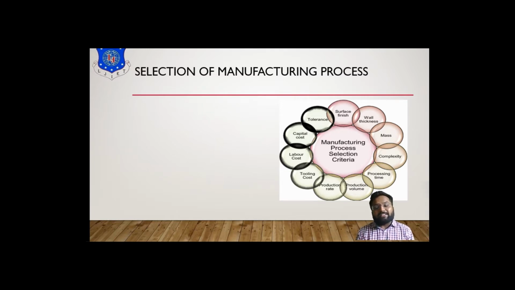So a manufacturing process is selected depending on different criteria like surface finish, wall thickness, mass, complexity, process timing, production volume, production rate, cooling cost, labor cost, capital cost, and tolerance. These are the different criteria which you have to consider when selecting a manufacturing process.